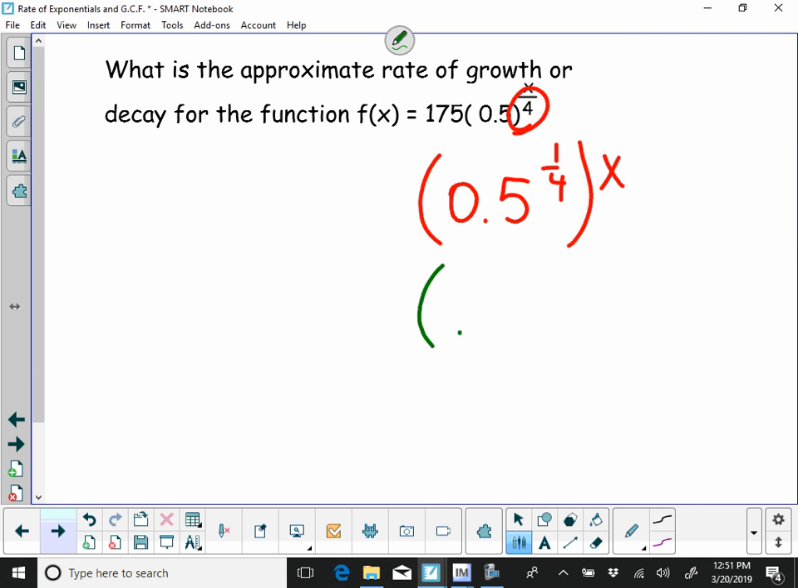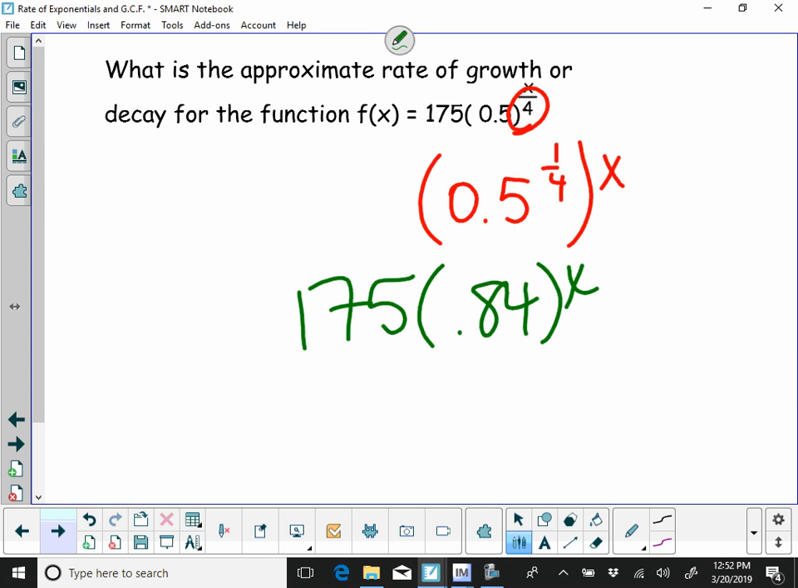All right, you give me 2 decimal places, around 2 decimal places. 0.84 to the x, right? So what I'm saying is that right there is the same thing. Is everybody with me? I moved the 1/4 in with the 0.5 and left the x outside.